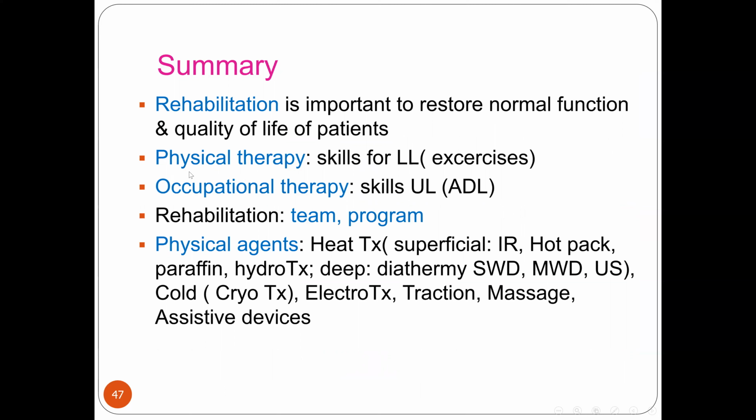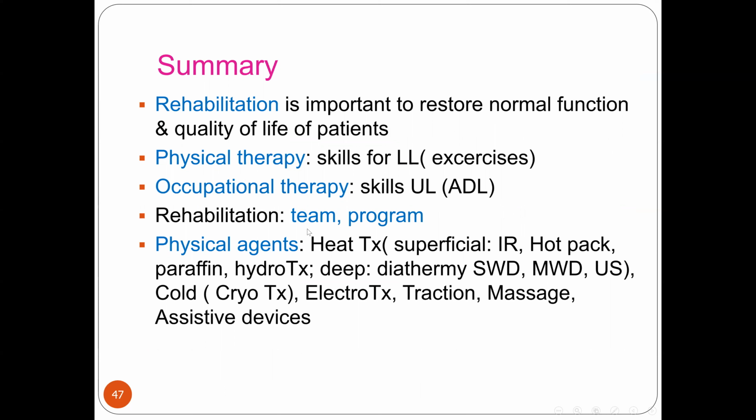We also talked about physical therapy and occupational therapy, and we have known that physical therapy is teaching the patient the skills for the lower limb with exercises, while occupational therapy is teaching the patient the skills of the upper limb to do the activities of daily living.